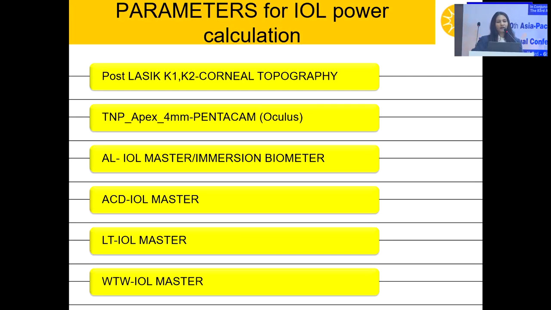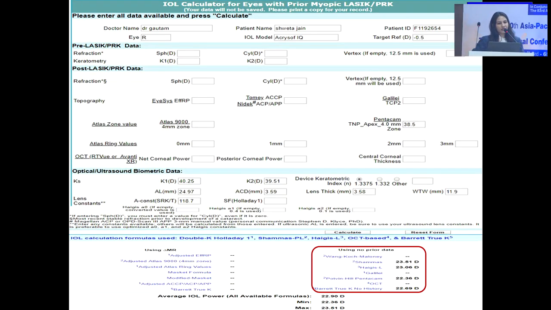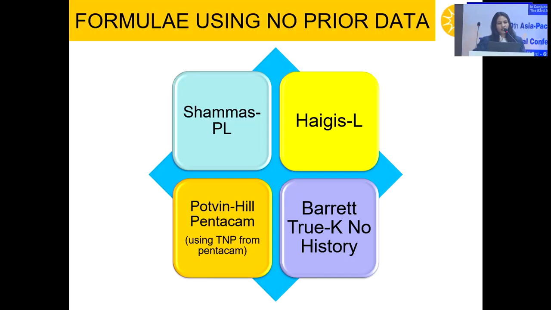Basically, parameters of IOL power calculation, post-LASIK K1, K2 using topography, true net power at 4 mm using Pentacam, axial length, ACD, lens thickness, white-to-white using IOLMaster had been input into the ASCRS IOL power calculator, and the IOL power calculated through the methods using Shammas, Haigis-L, Potvin-Hill Pentacam, and Barrett True-K history had been computed, and the average of all four methods had been computed, and the average IOL power was implanted by the surgeon.